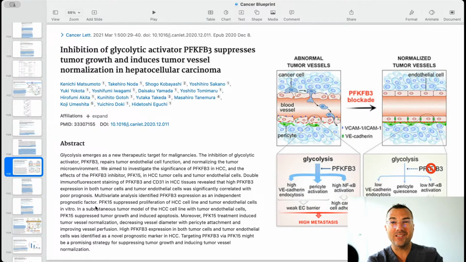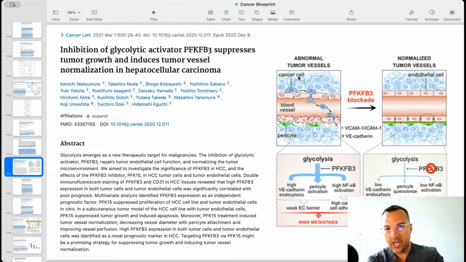carcinoma. My guess is it's probably all cancers, given its central role in glycolysis and the fact that the Warburg effect and substrate level phosphorylation, the enhanced glucose uptake and utilization by cancer cells, is a hallmark of cancer. Therefore, it's likely in all cancer cells. This group was studying liver cancer. Targeting PFKFB3 via PFK15 may be a promising strategy for suppressing tumor growth and inducing tumor blood vessel normalization.